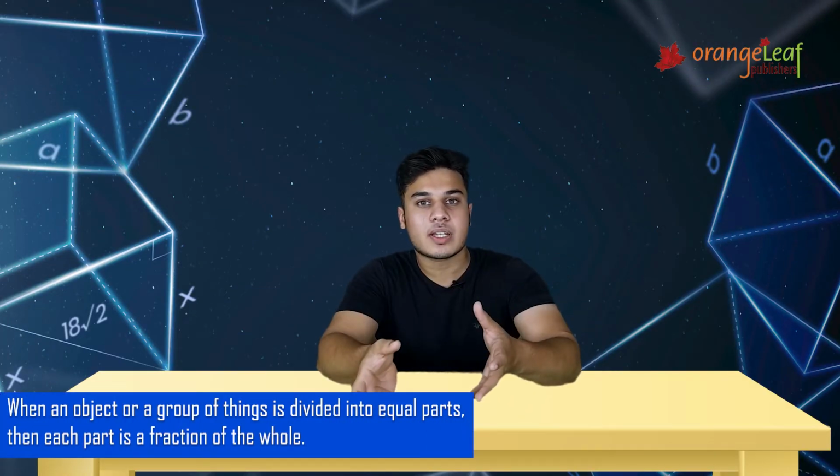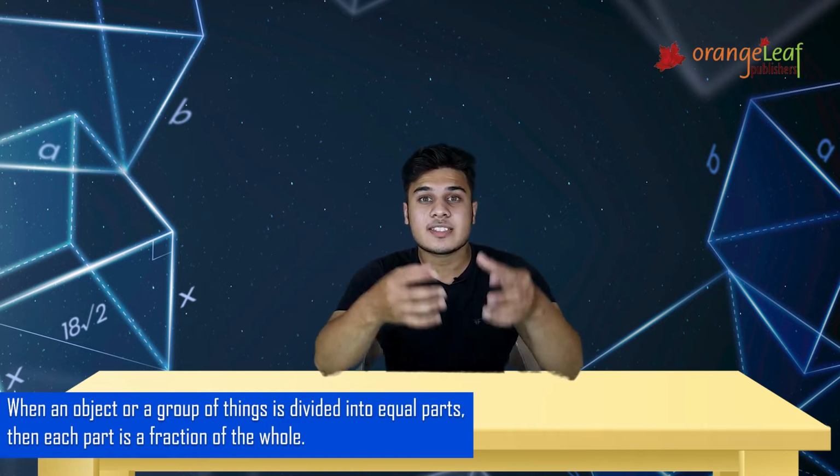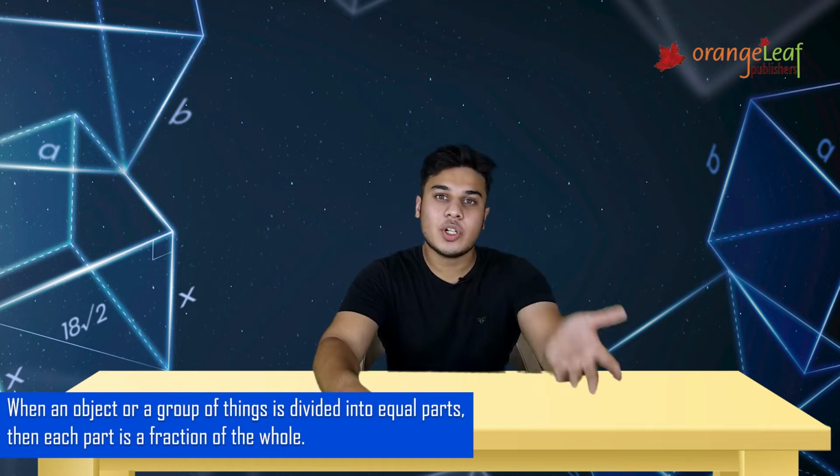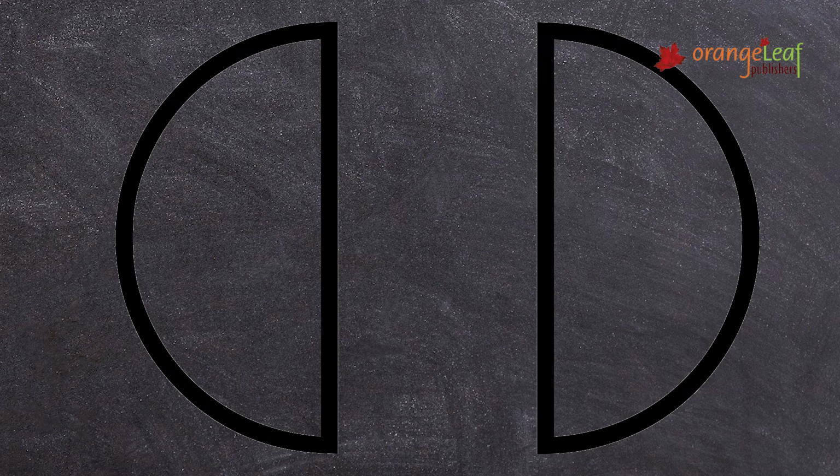Fraction. When an object or a group of objects is divided into equal parts, then each part is known as the fraction of the whole. Here are some examples. The circle is divided into two equal parts. Hence, each part is a fraction of the circle.